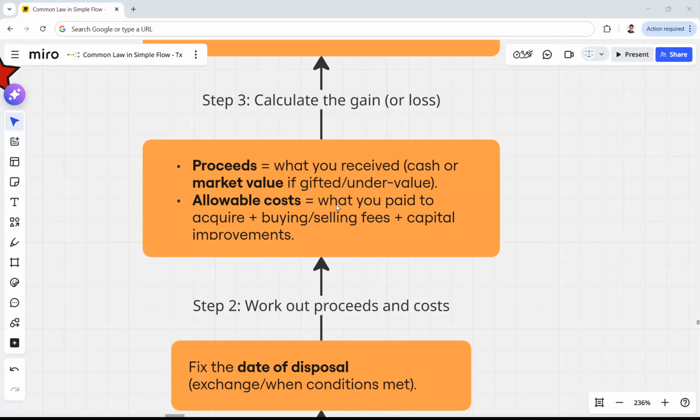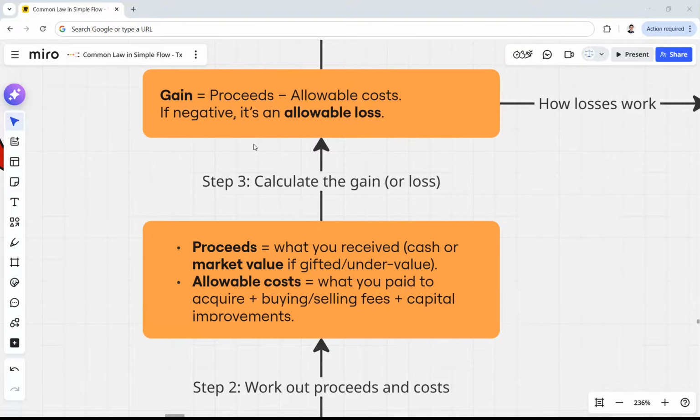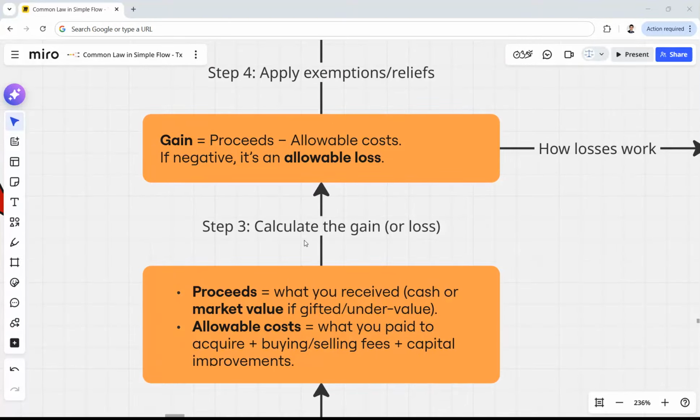Allowable costs that you can deduct: what you paid to acquire, so your initial purchase price of the thing that you want to sell now, plus buying and selling fees, such as solicitor costs or financial consultant costs, plus capital improvements, if you have done renovations or any investments in your land, for example.